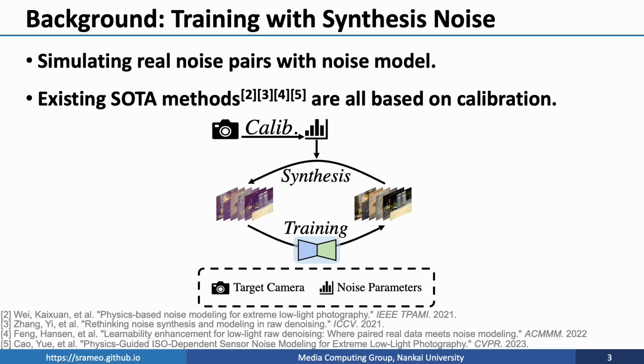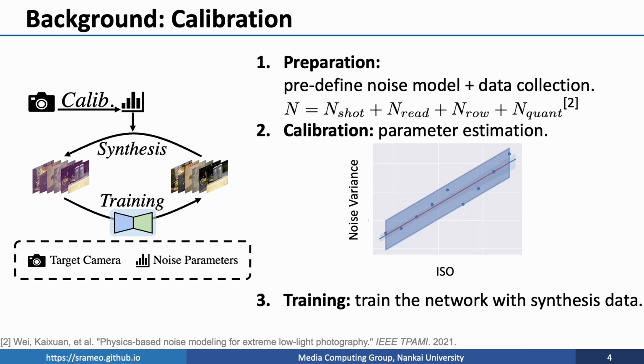For instance, existing SOTA methods are all based on calibration. In detail, such methods contain three subprocesses named preparation, calibration, and training. Firstly, a predefined noise model should be designed and data collection should be done. Secondly, parameters of the noise model should be estimated for exact noise synthesis. Finally, it utilizes synthetic data to train the network.